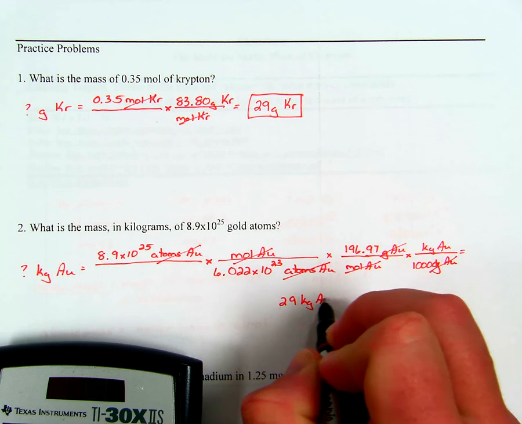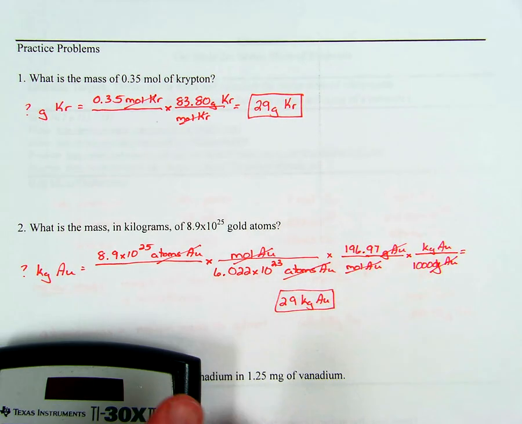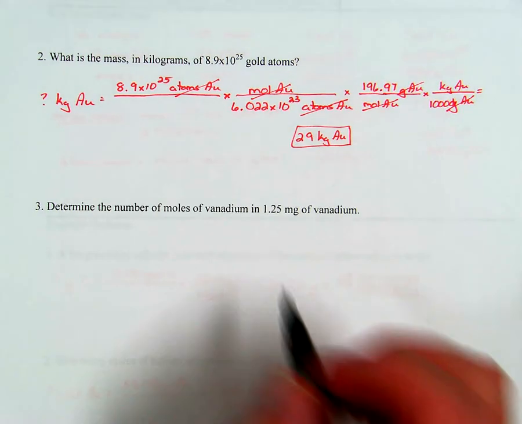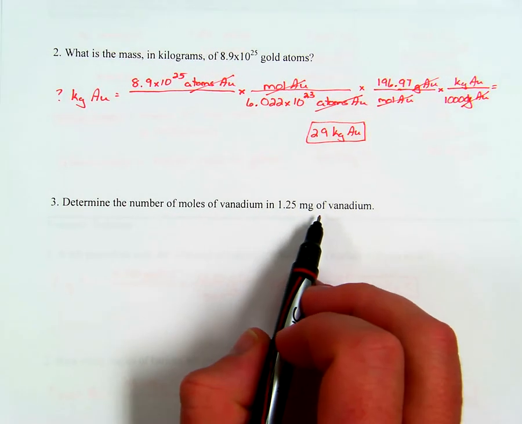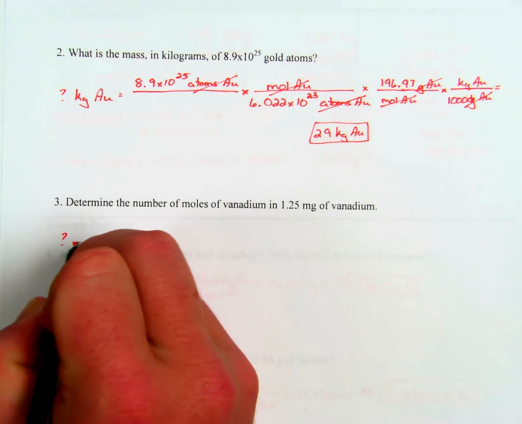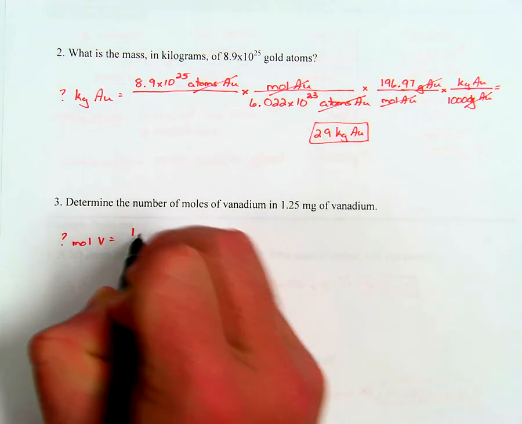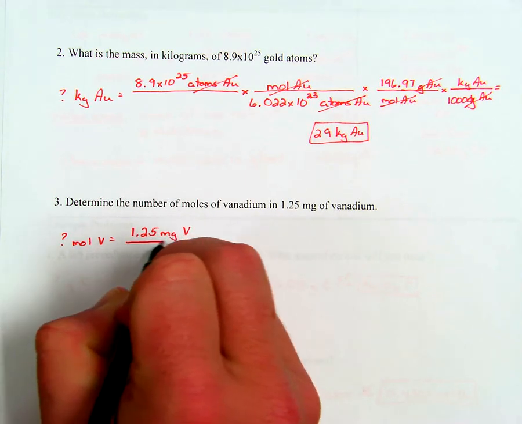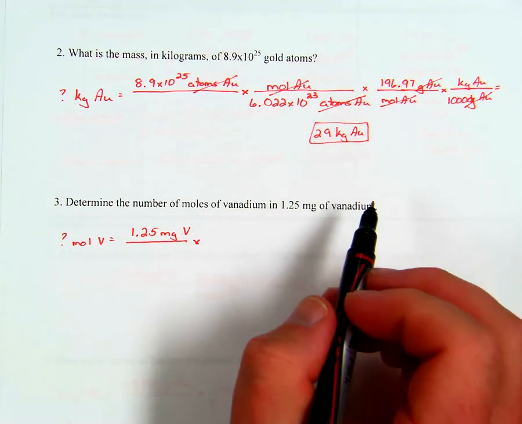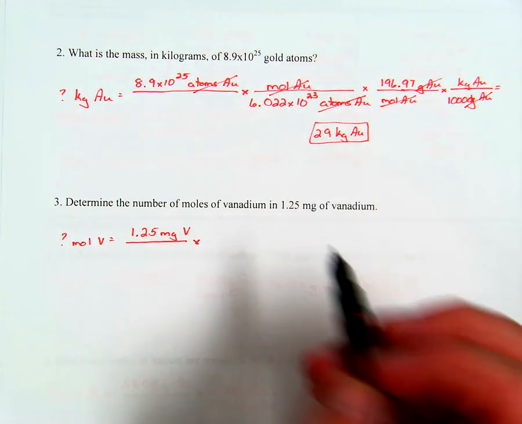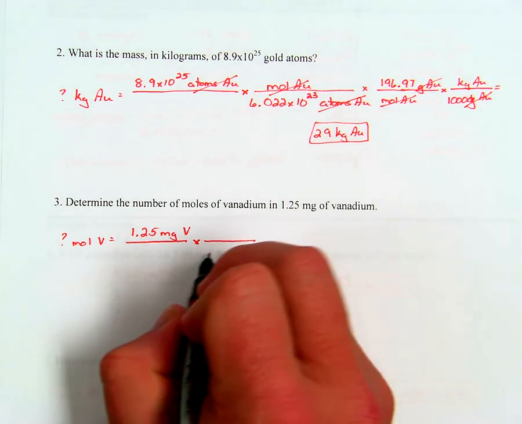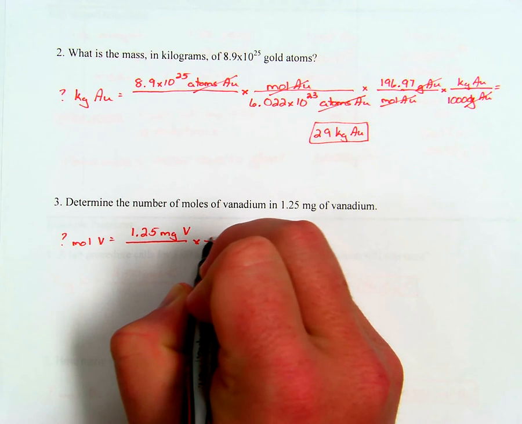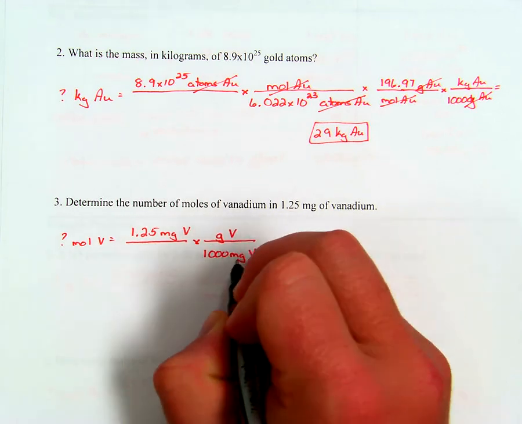Alright, last one. Determine the number of moles of vanadium in 1.25 milligrams of vanadium. So how many moles of vanadium equals 1.25 milligrams of vanadium? Like we just said above, the molar mass is always grams per mole, so I'll probably want to convert this to grams. There would be 1,000 milligrams of vanadium in every gram of vanadium, because milli is 1,000th, or 10 to the negative third.